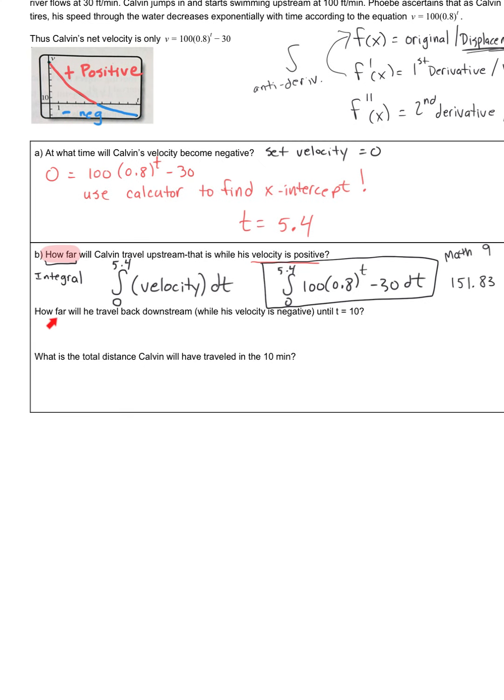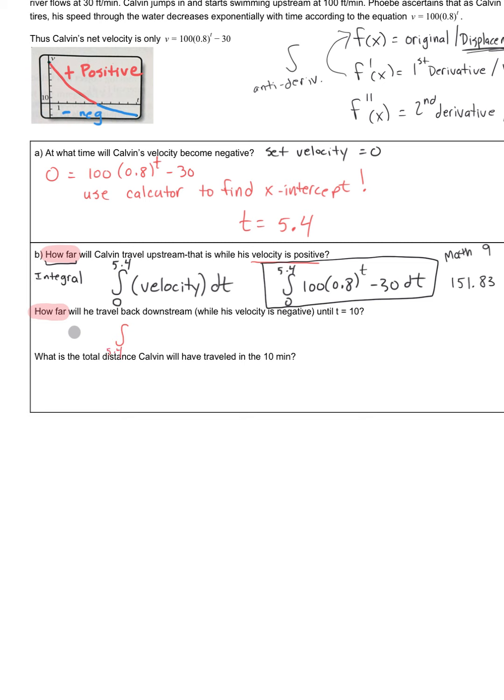Okay, part B, how far will he travel back downstream? Well, his velocity is negative. Okay, so again, we see how far. So how far? Again, that's a definite integral. So we use our definite integral. When our velocity is negative, that's up here. That is from this left endpoint at 5.4 all the way to the right endpoint. So we start at 5.4 here. And what is our right endpoint?